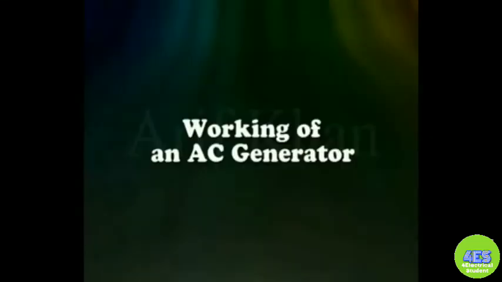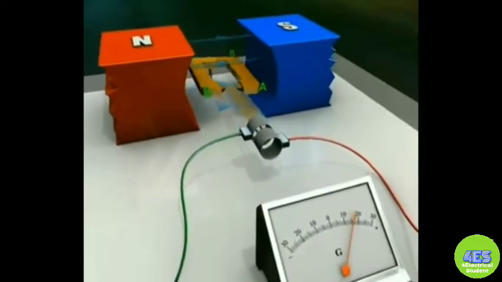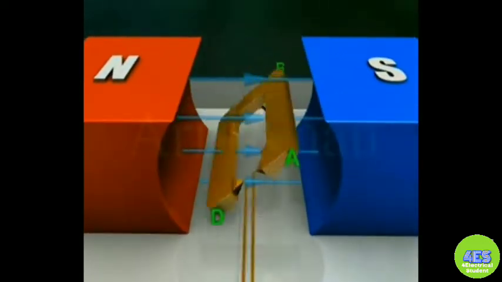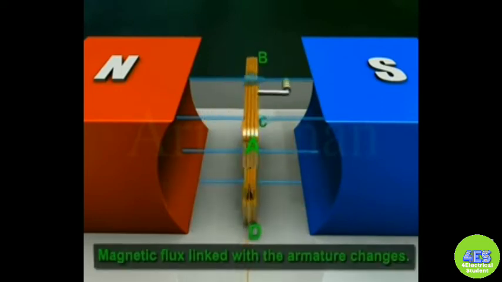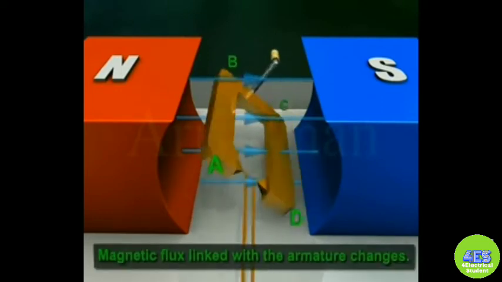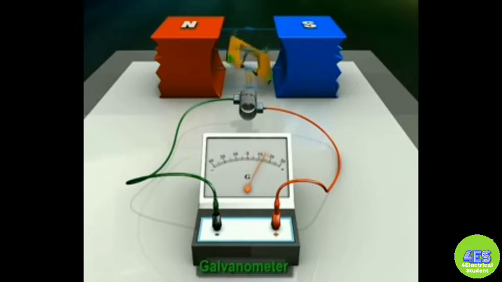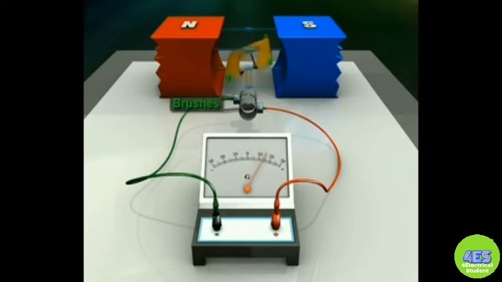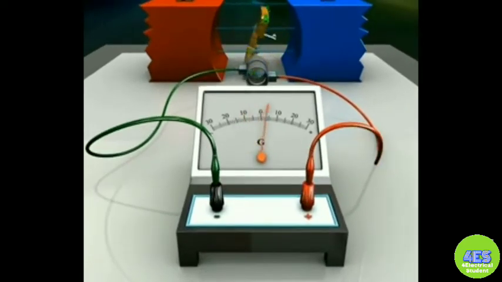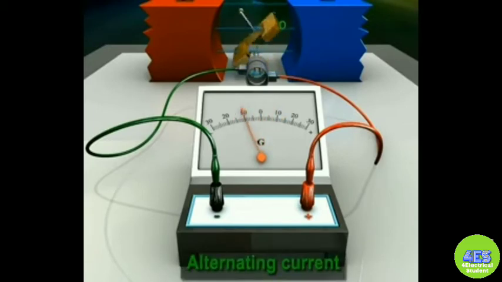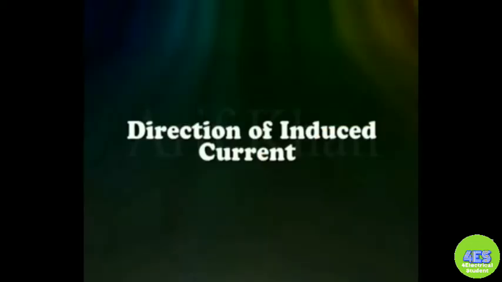Working of an AC generator. When the armature rotates between the poles of the permanent magnet, the magnetic flux linkage with the armature changes continuously. As a result, an EMF is induced in the armature. This provides the electric current to the galvanometer through the slip rings and brushes. Note: the galvanometer needle swings between negative and positive values. This means an alternating current is flowing through the galvanometer. Direction of the induced current.